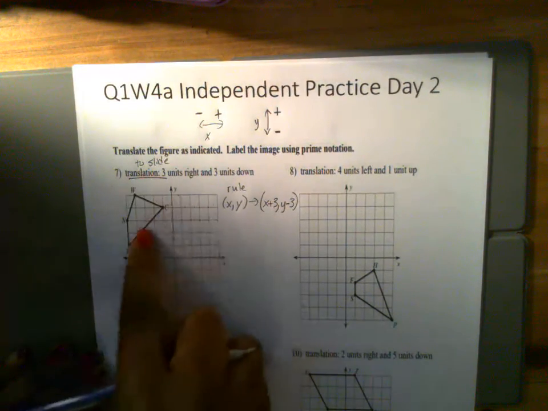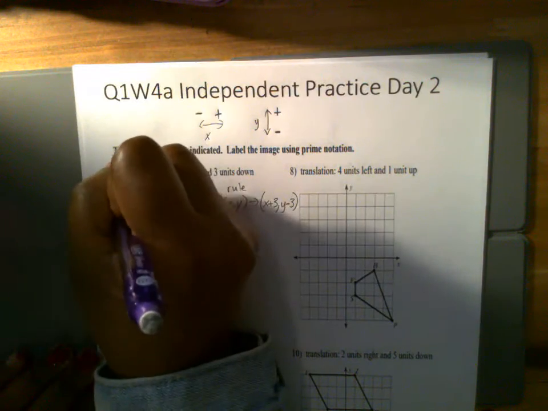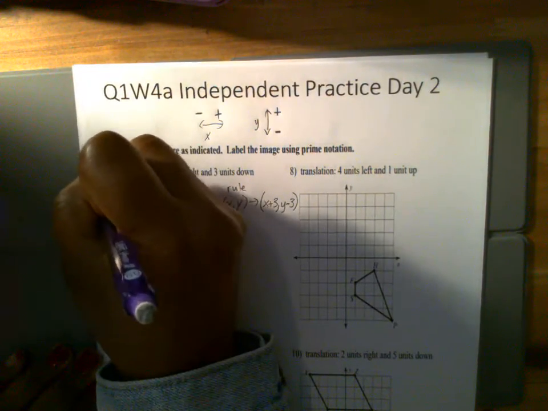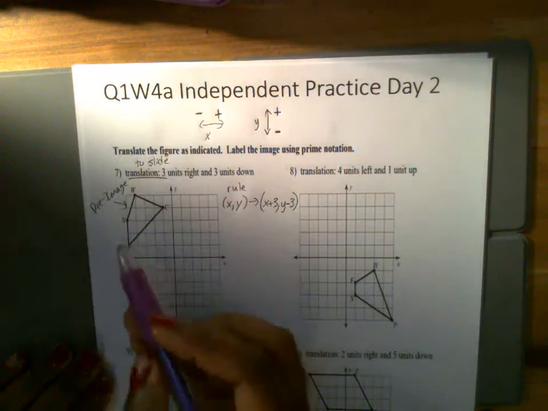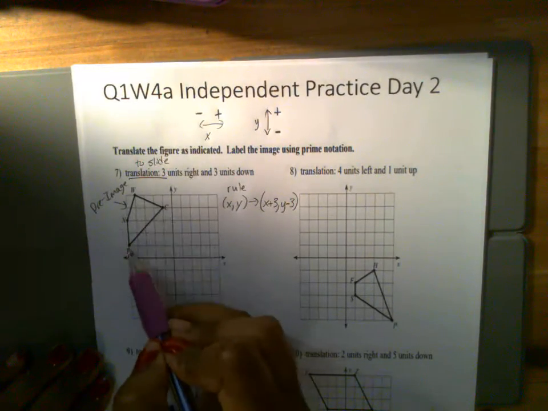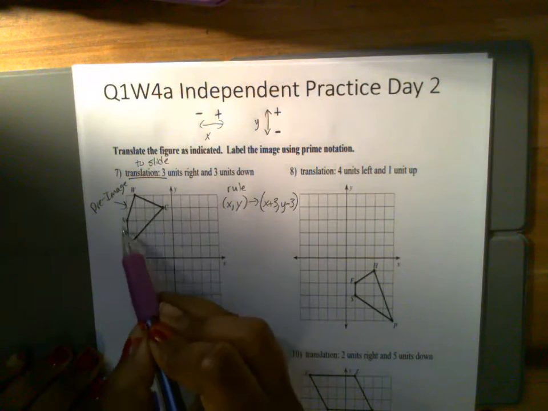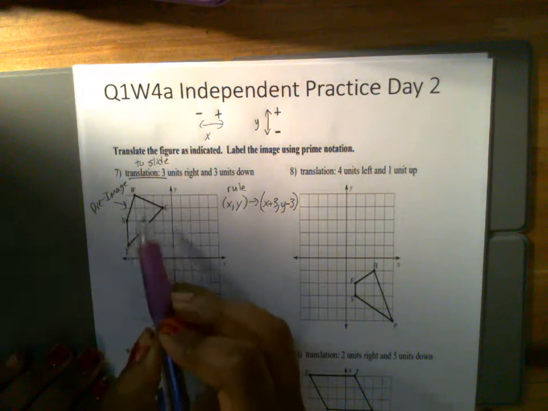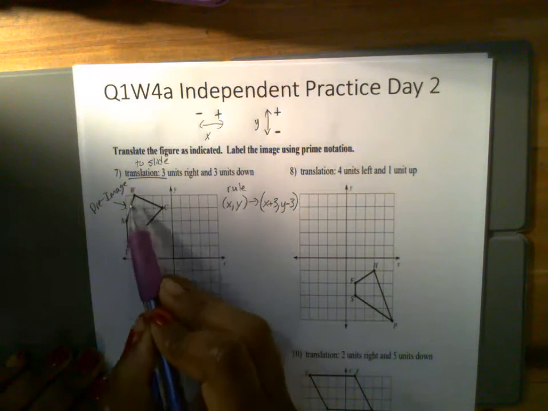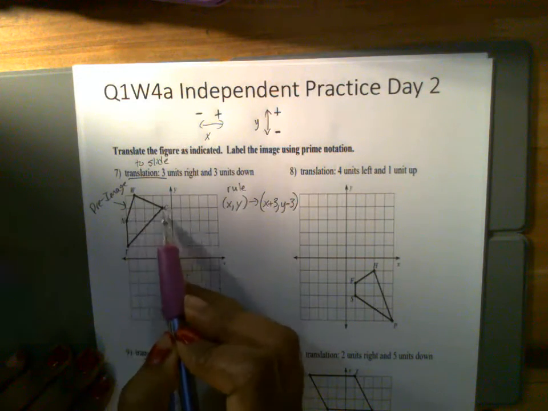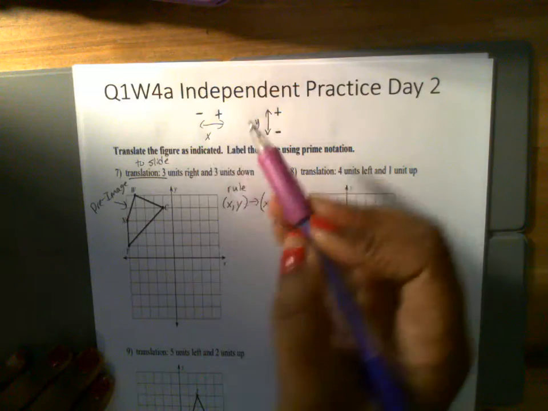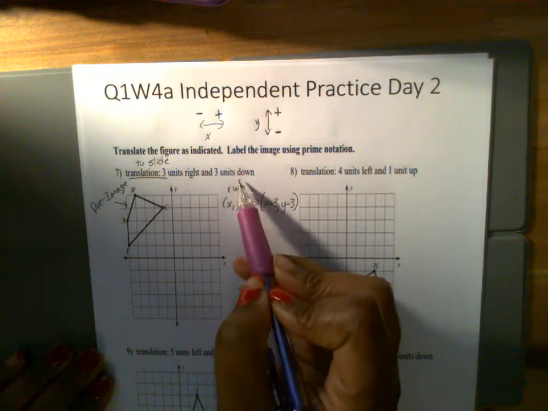Now we're going to perform the translation. This we label as our pre-image because it's before the move. Notice how each of these letters do not have tick marks. That's how I know this is the pre-image. It has not moved because you don't see any tick marks on these letters. So we're going to move it 3 units to the right and then 3 units down.